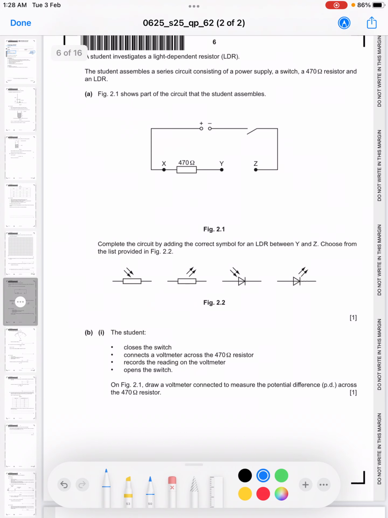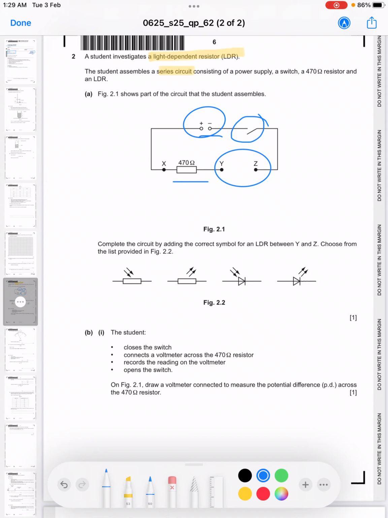Let's read it. A student investigates a light dependent resistor, LDR. A student suggests a series circuit. Okay, we have a series circuit consisting of the power supply, the switch, the resistor and an LDR that is here.